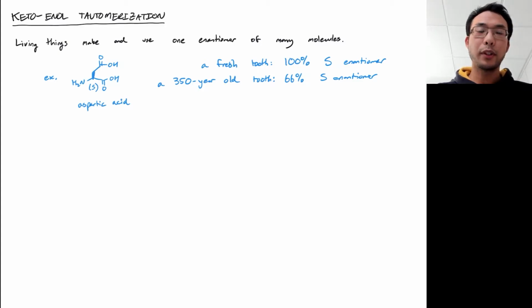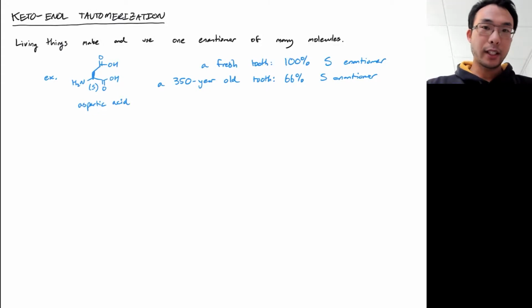In this video, we will learn about Keto Enol Tautomerization. The word tautomerization refers to a type of isomerization specific to a situation where it's really easy to interconvert between two isomers of a given molecule.